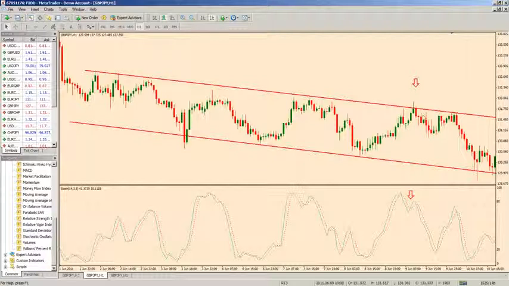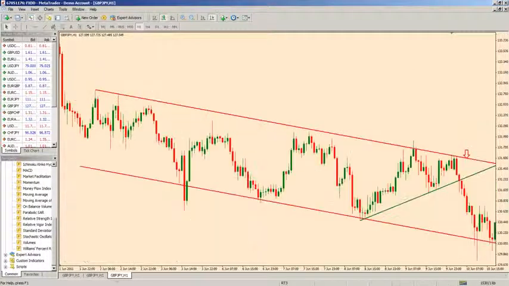You look for some type of warning. Now, this warning here is, it's not a great shooting star, but it's sort of a smaller lower body, longer upper wick. Not the best one. However, this occurs right at resistance, right at downtrend resistance. And then we've got the oscillator move down, cross below overbought.